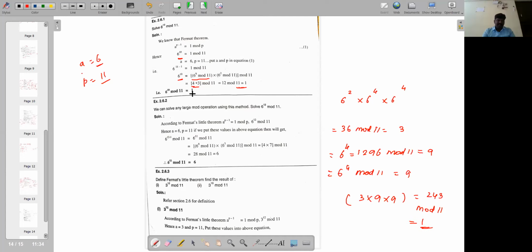So this is what the results we are getting here. 6 power 10 mod 11 is equal to 1. Is it clear now? By Fermat's theorem, we already know that 6 power 10 mod 11 will be 1. Do we need to solve this? No need to solve it for understanding purpose. This theorem is already proven. So 6 power 10, or 6 power p minus 1, is equal to 1.